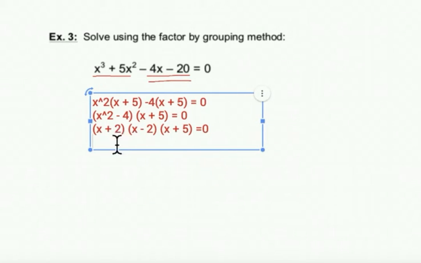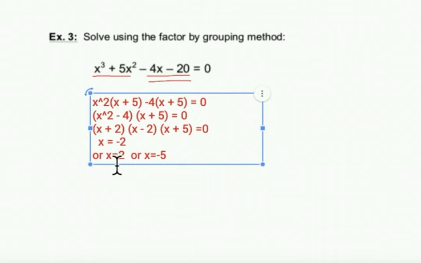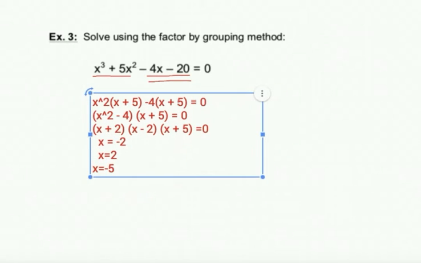So if the first factor equals 0, if x plus 2 equals 0, then I know that x equals negative 2. And if it's the second factor that equals 0, if x minus 2 equals 0, then I know that x is going to equal positive 2. Or if it's the third factor that's 0, then x is going to equal negative 5. So those are my three zeros: x equals 2, x equals negative 2, and the third zero of this function is where x is equal to negative 5.